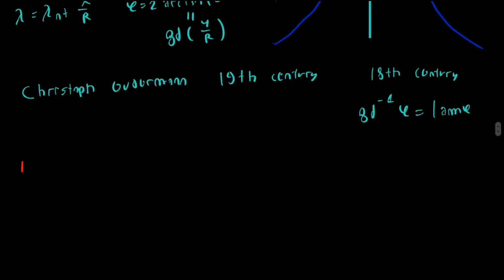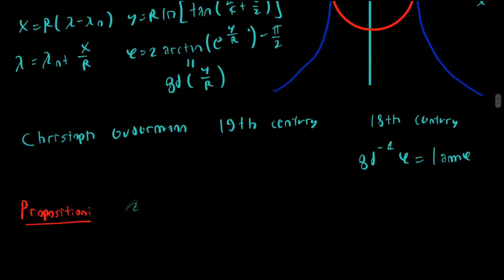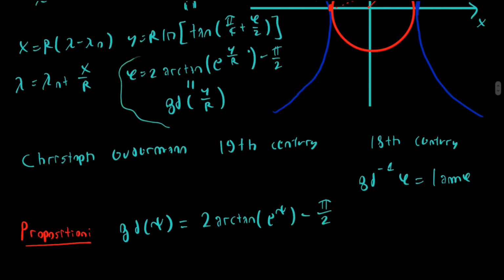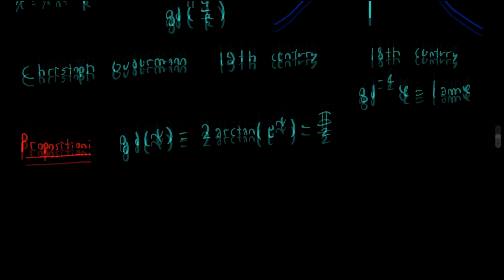I'm going to say proposition. We're going to claim that the Gudermannian function of psi is equal to 2 times the arctangent of e to the psi, minus pi over 2, which would prove what we set up here to be true. So let's give a proof of this.